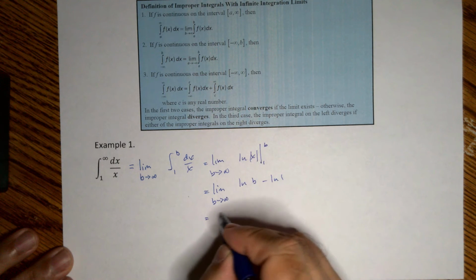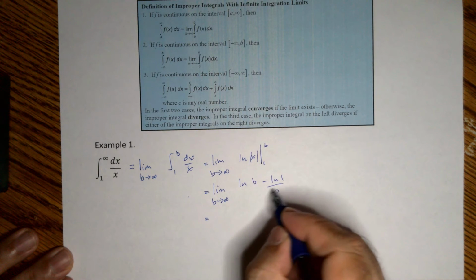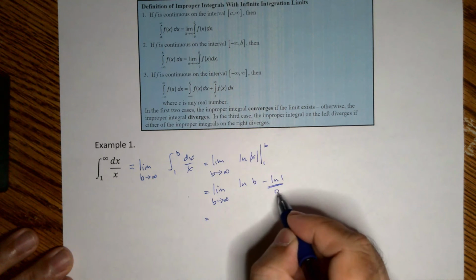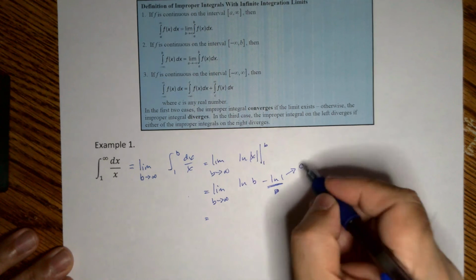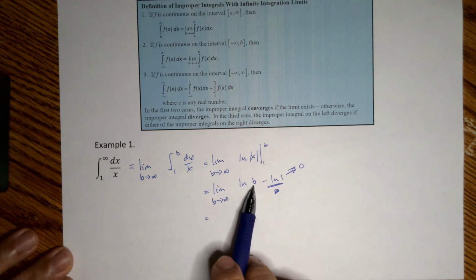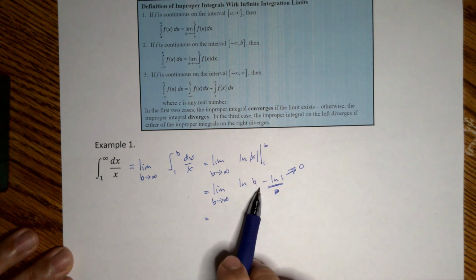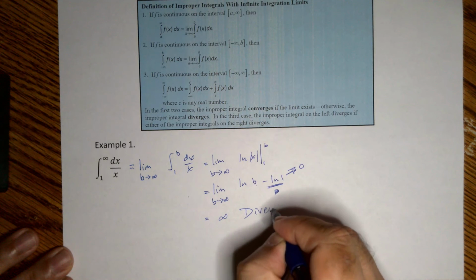Well, we know natural log of 1 is 0. So this part equals 0. It's not a fraction bar, that's just me emphasizing that part. But natural log of b, as b goes to infinity, goes to infinity. So this is infinity. When that happens, we say it diverges.